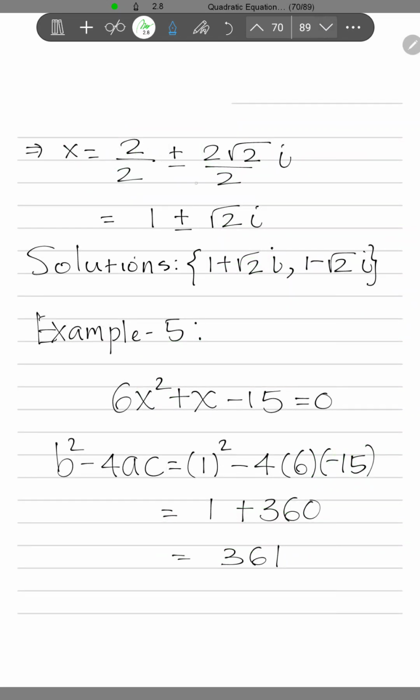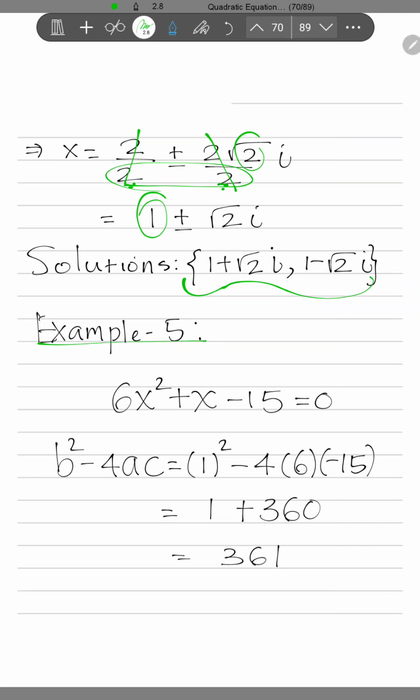So x is, now we can split it into 2. The denominator can be split into 2. It depends on the convenience, so this way or that way, it doesn't matter. Now x is equal to 2 divided by 2 plus or minus 2 root 2i divided by 2, which is, this part is 1, this part is root 2i. 1 plus or minus root 2i. The two solution sets are 1 plus root 2i and 1 minus root 2i. We have two solution sets which are complex numbers.